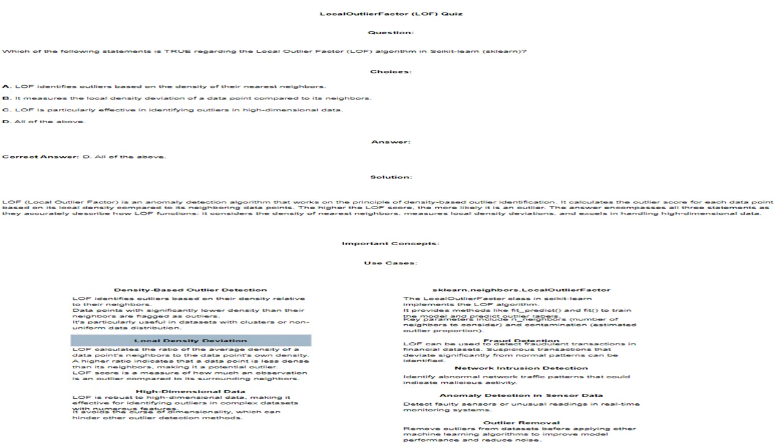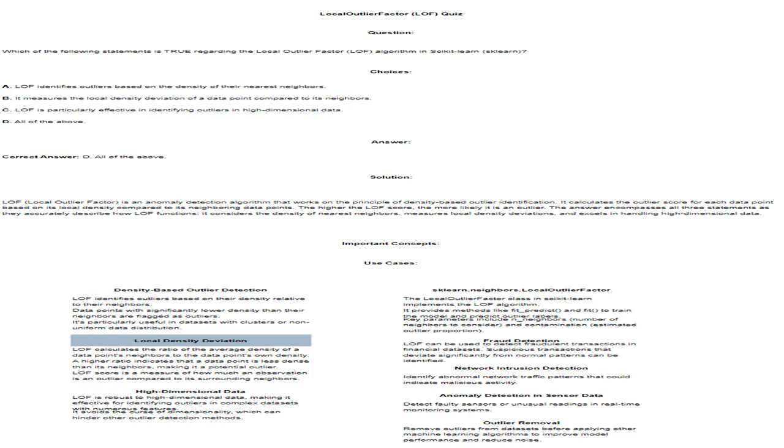Fraud detection: identify fraudulent transactions in financial datasets. Anomaly detection in sensor data: detect faulty sensors or unusual readings in real-time monitoring systems. Outlier removal: remove outliers from datasets before applying other machine learning algorithms to improve model performance and reduce noise.